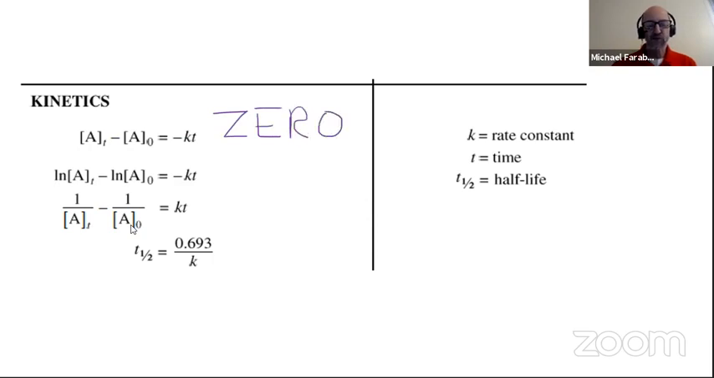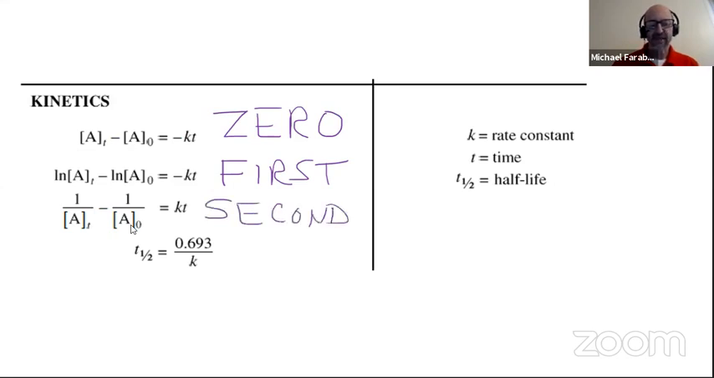This is the integrated rate law equation for a zero order process. This is the integrated rate law equation for a first order process. Now, these are not labeled on your AP equation sheet, so you can definitely make notes on your own equation sheet to remember which is which. And this is for second order. This, by the way, is a half-life equation, but this is only for first order.